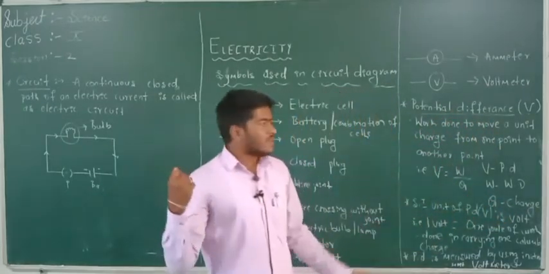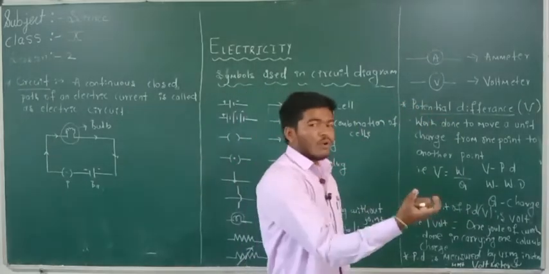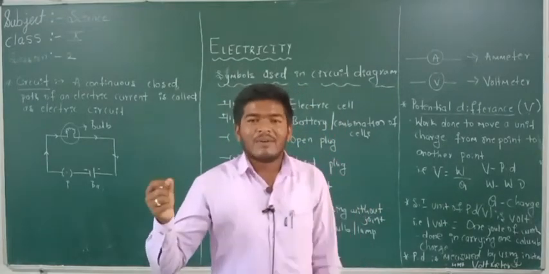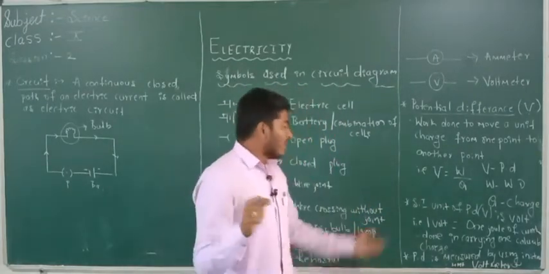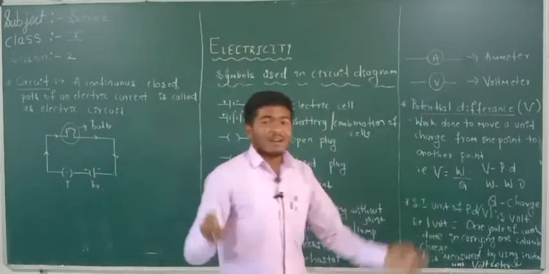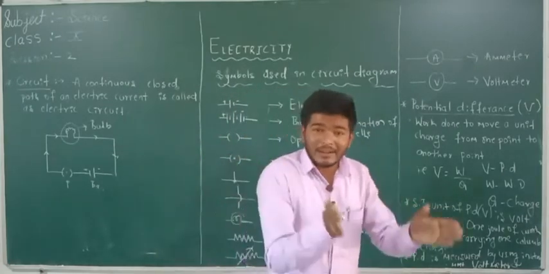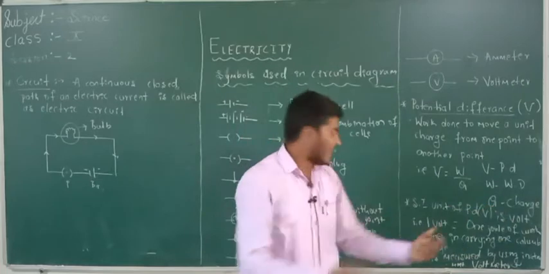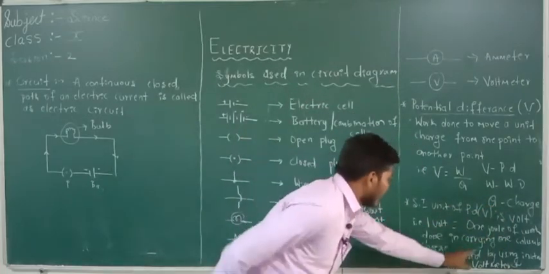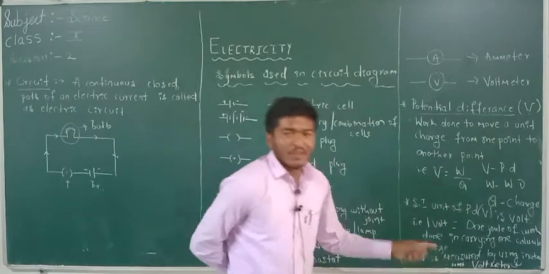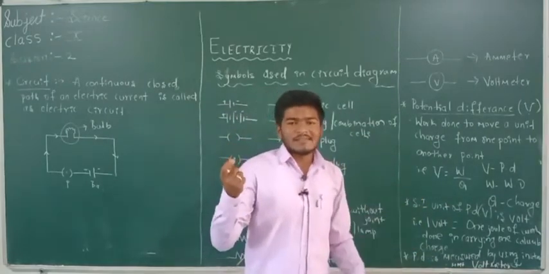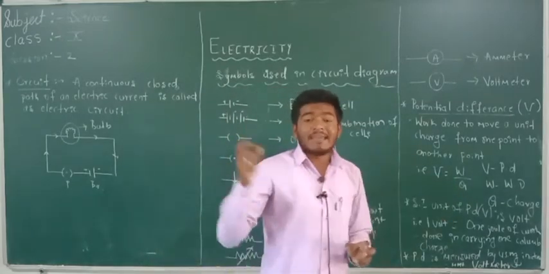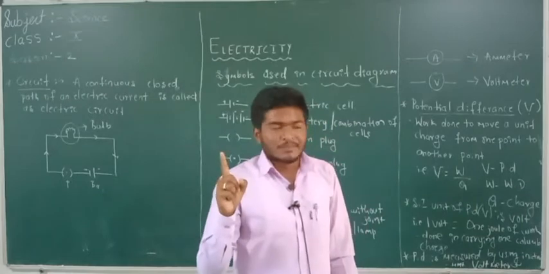So we measure the potential difference in volts. What does it mean? If the potential difference across a conductor is 1 volt, it means that 1 joule of work is done to carry one charge from one point to another point. That is, 1 joule of work done in carrying 1 coulomb of charge. Have you understood what 1 volt is? 1 volt is nothing but 1 joule of work done in carrying 1 coulomb of charge.